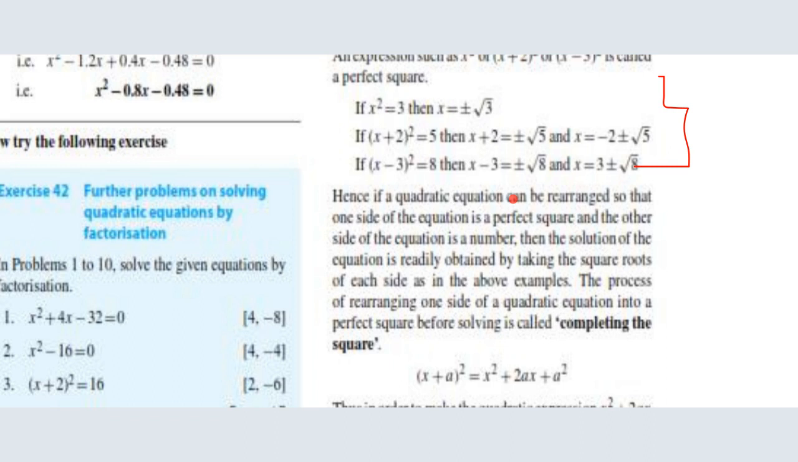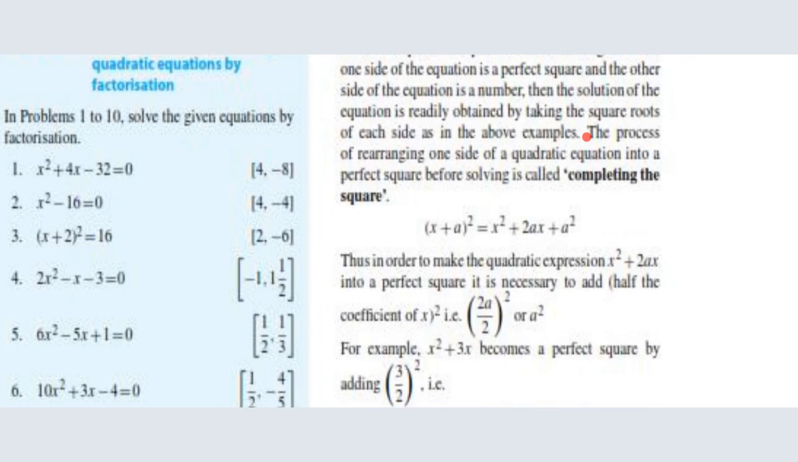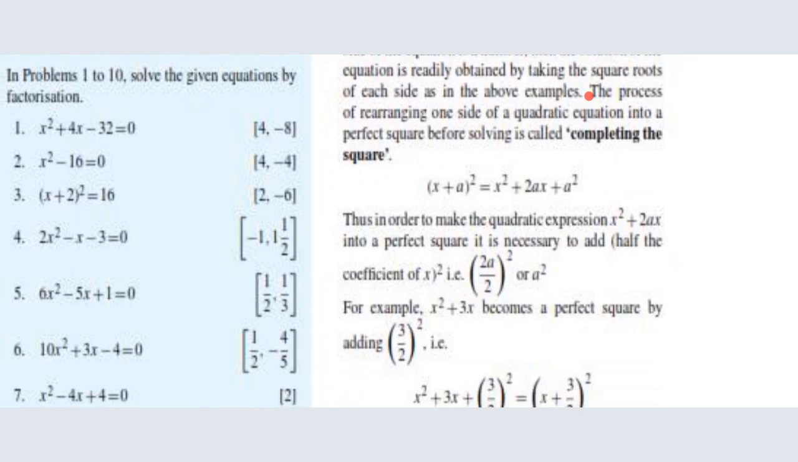So we can look at an example. Remember, in part of my introduction, I mentioned that completing square is what gives birth to the quadratic equation. It is through that process that we obtain a quadratic equation. So let's look at the example that has been issued there. x plus a squared is equal to x squared plus 2ax plus a squared.